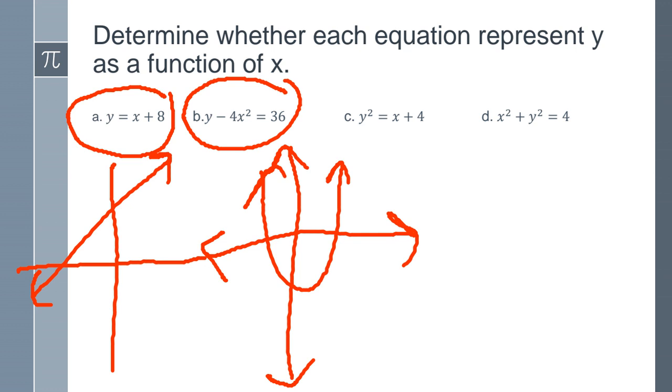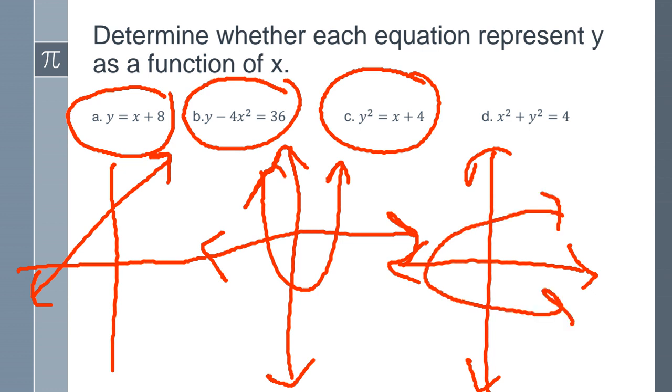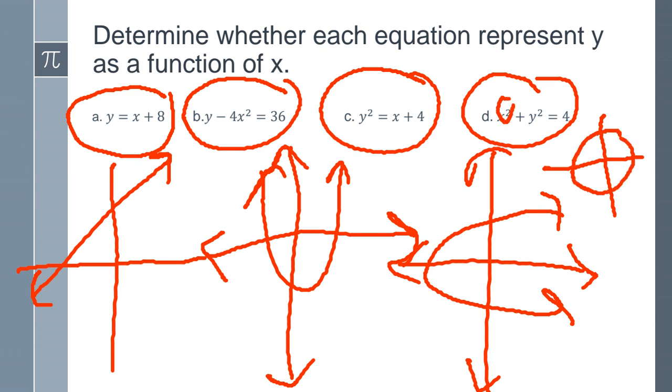For letter C, your graph is actually going to look something like this. And so that would fail the vertical line test. And then the last one is a circle. So anytime that you have x squared and y squared, it's going to be a circle. And so that would fail the vertical line test.